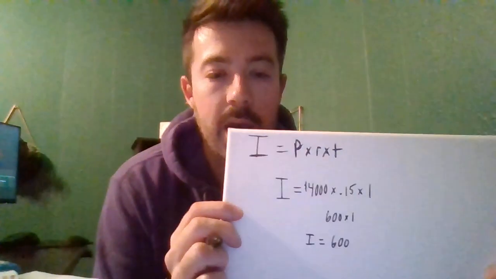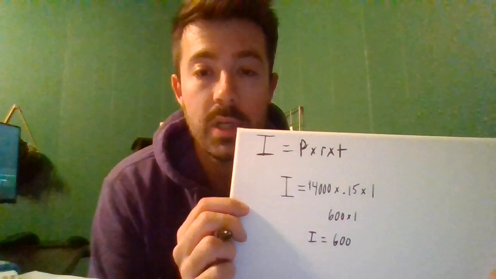So let's break this down. Now we have 4,000 times 0.15 equals 600. And of course 600 times 1 equals 600. So, simple enough, we have I, the interest, equals $600.